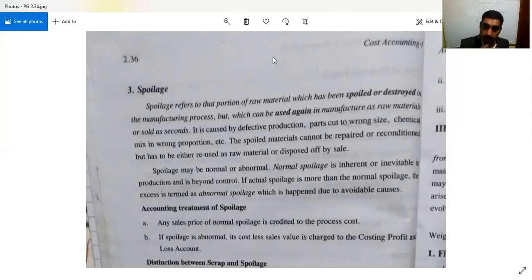This one, normal, and avoidable, abnormal. So that is the case. Normal spoilage means it can be inevitable and it is beyond our control.